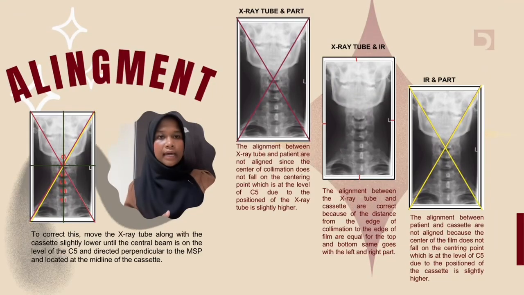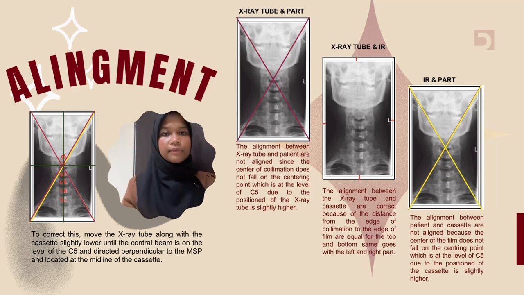So I move to the alignment. The first one is SID tube and patient. The alignment between the tube and patient are not aligned since the center of the collimation does not fall on the centering point, which is at the level of C5, due to the position of the tube is slightly higher. Next one is between patient and IR. The alignment between the patient and the IR are not aligned because the center of the film does not fall on the centering point, which is at the level of C5, due to the tube is slightly higher.